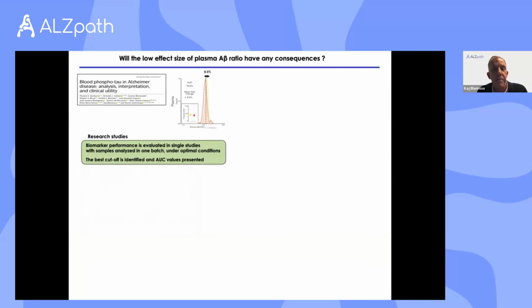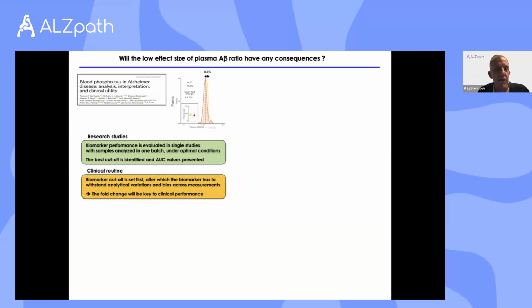And it works in research studies, because there you evaluate the biomarker performance in single studies, and you analyze all the samples in one batch under optimal conditions, and then you identify the best cutoff and calculate your AUC and present this. And that often ends up quite high, but in clinical routine you have to do the other way around.